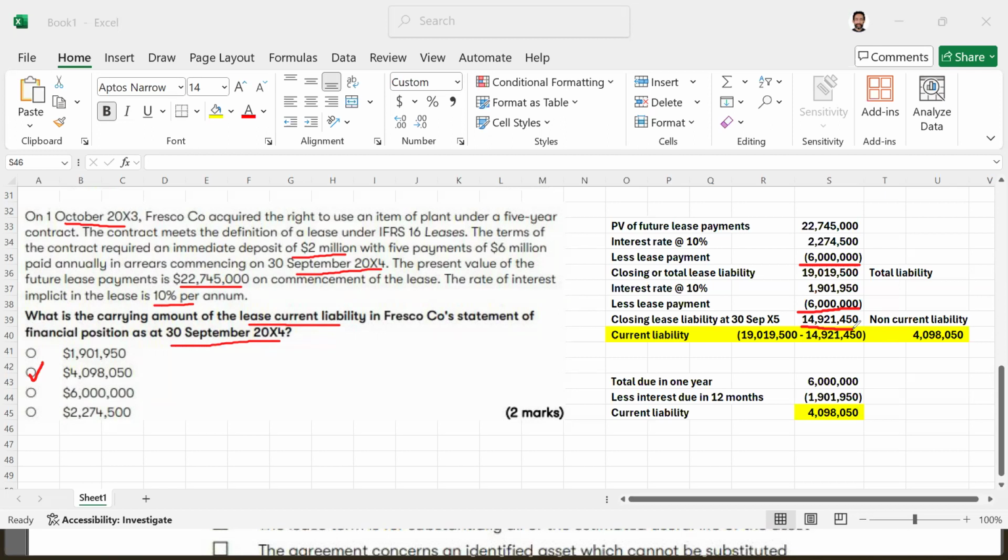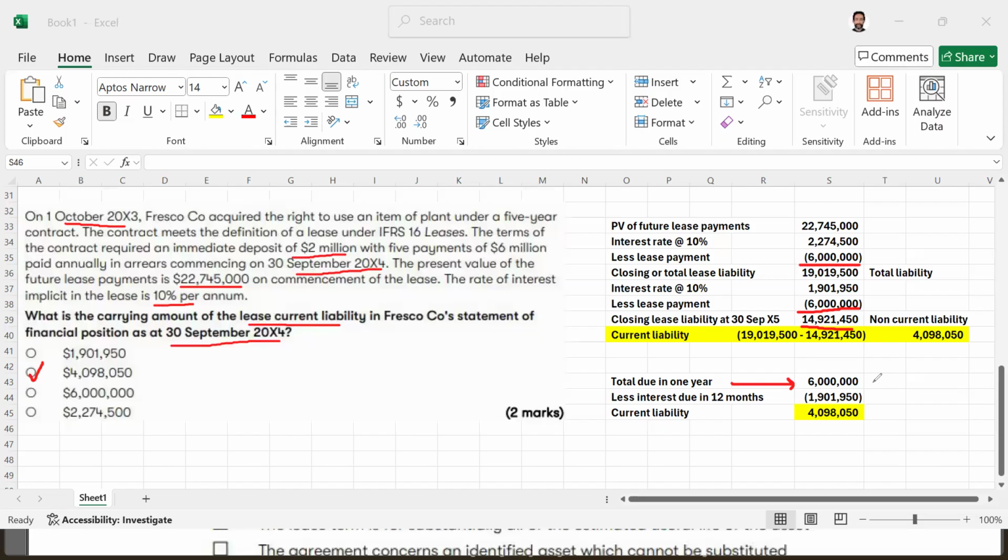Excuse me. Shouldn't the next year's interest be a current liability? Obviously, that is what I recorded here, that the total amount due in the upcoming year is this 6 million, but it has the interest portion. Interest is something that relates to a specific period, and it can only be charged if that period has elapsed.